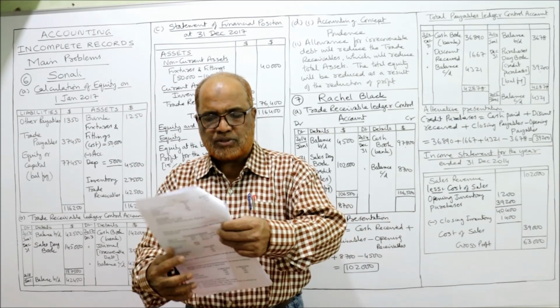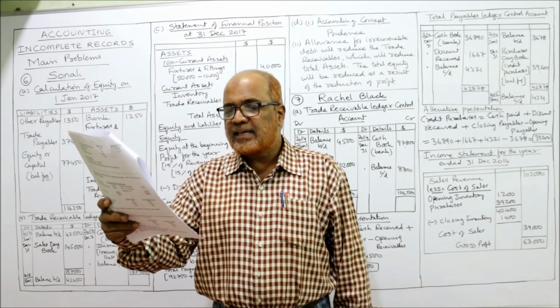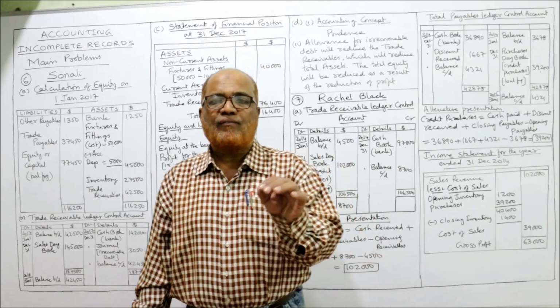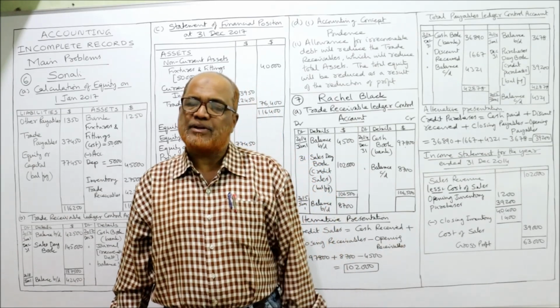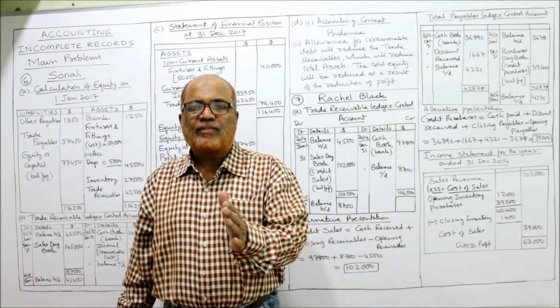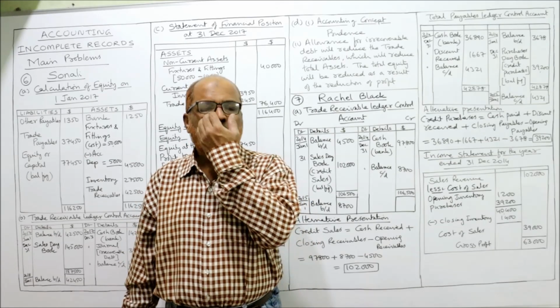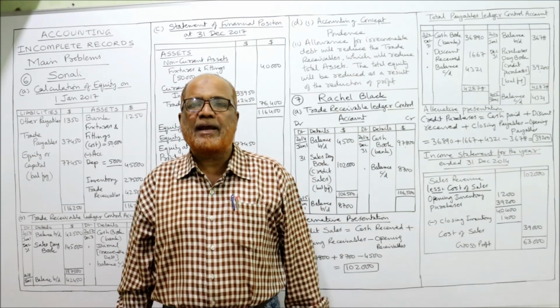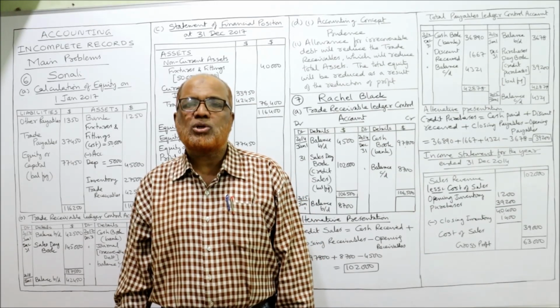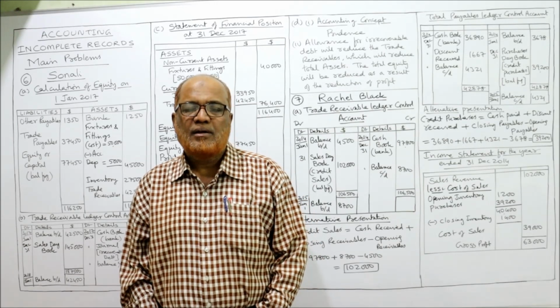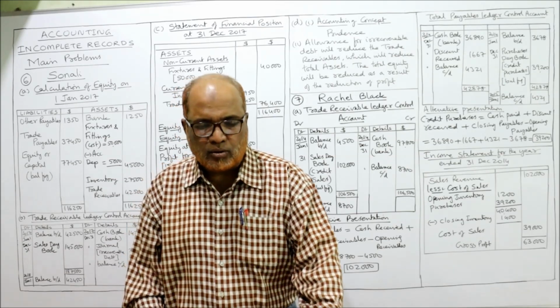One by one we'll attempt. The first question, part A: calculate the equity on 1st January 2017. Equity means capital. For the beginning of the year we have to find out the capital. Already in the last video I explained that we can find out the capital by preparing a statement of affairs. By making a statement of affairs, we can find out the capital.